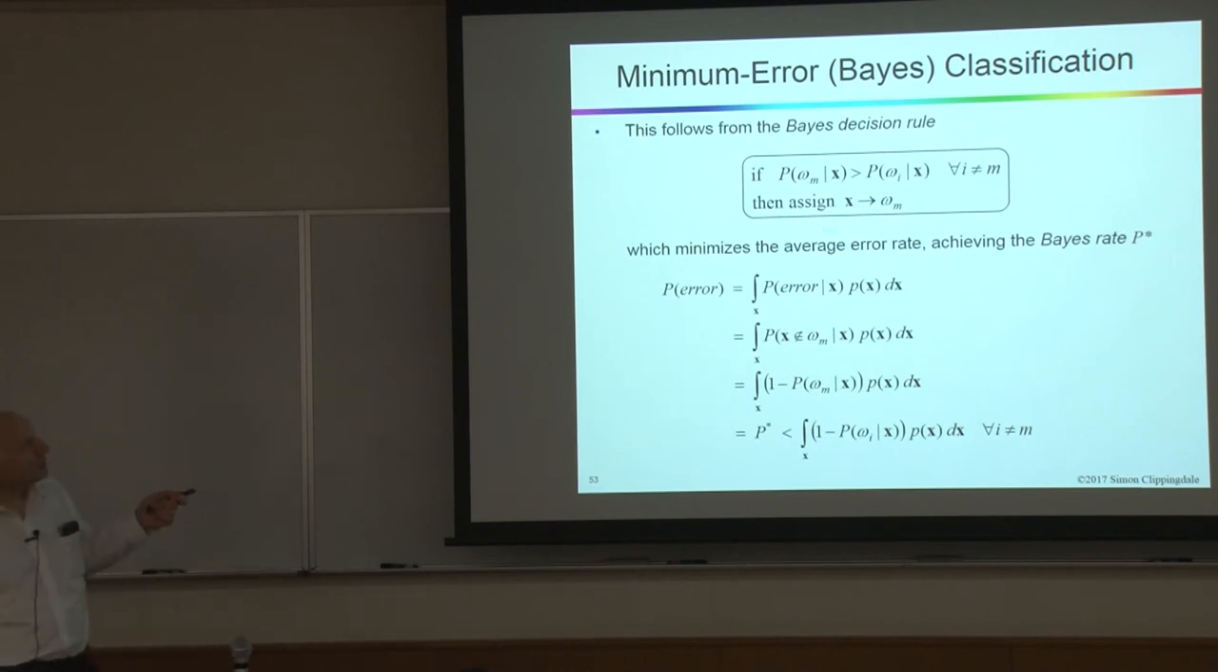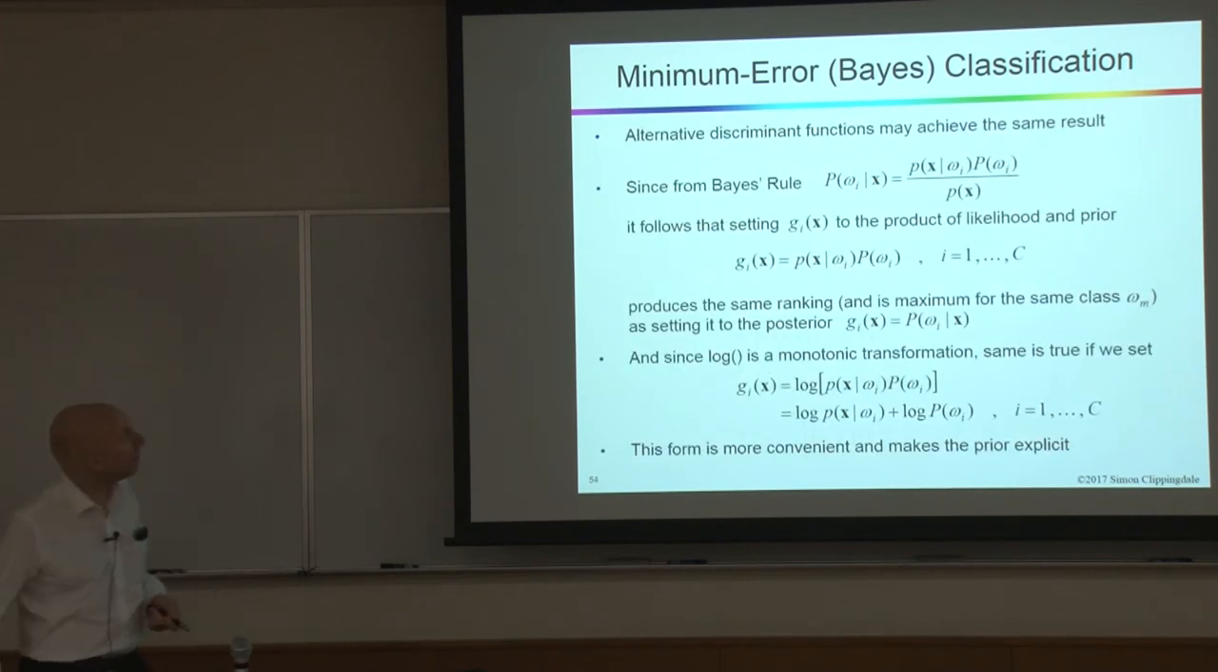So you can show that this rule, this so-called Bayes decision rule, where we say that if this class has a higher posterior probability for the given input vector X than any other, then we'll assign the input vector to that class. And this minimizes the average error rate, as you can show thus. And the minimum rate is known as the Bayes rate, P star, which appears here. And it's less than you can achieve by any other classification scheme. However, there are other choices of these discriminant functions that can achieve the same minimum error.